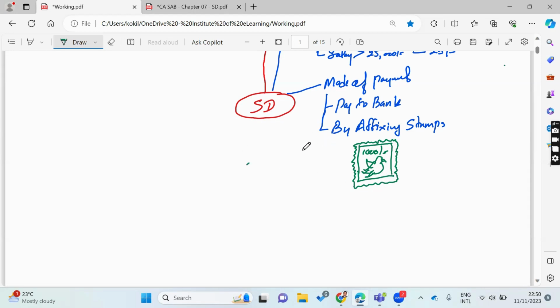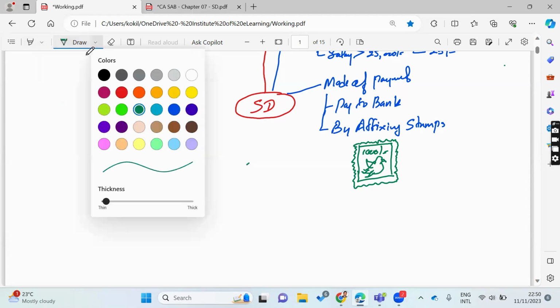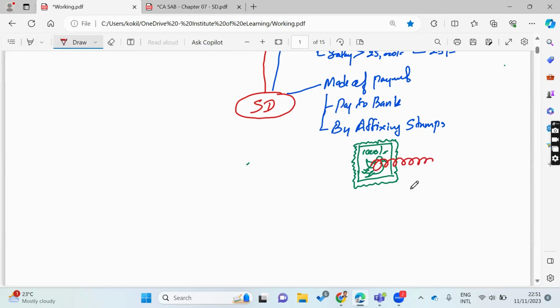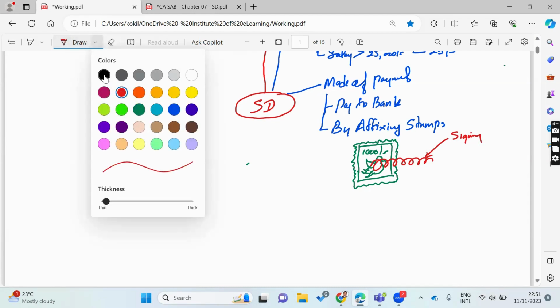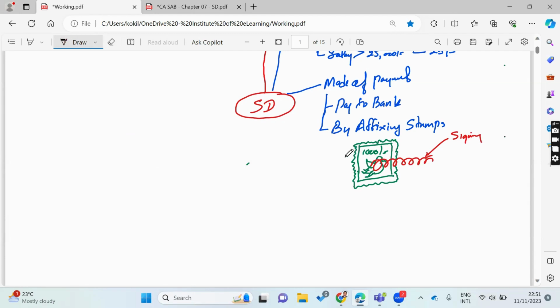Then how we can cancel those things is also interesting. We can cancel these stamps in 3 ways. One method is you can sign on this, then it appears cancelled. By signing, you can cancel this one. Another way, most people used to cancel in this way, is by writing cancel. This is the second method.